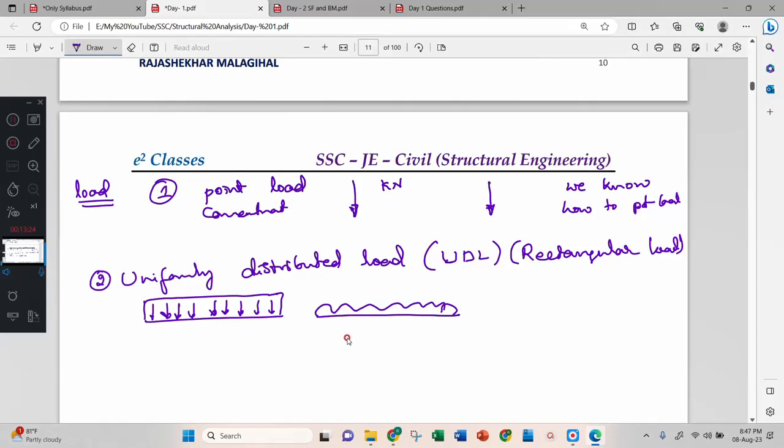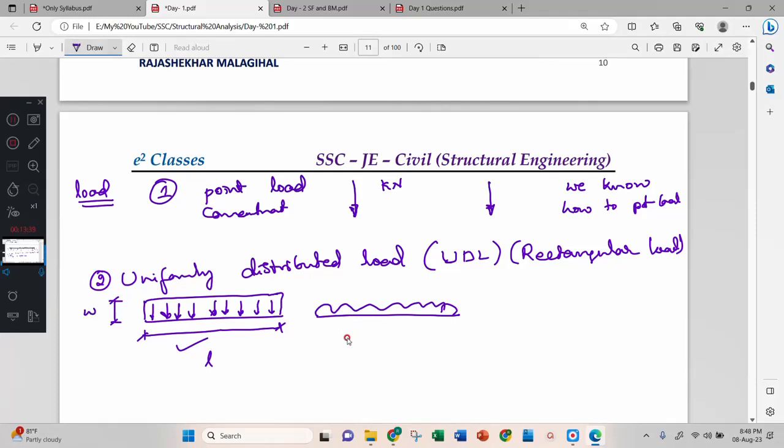Actually we have to measure this way. If this is a rectangular load, then this is the length of the rectangular load, L, and the height of the rectangle is W. Height of the rectangle is W.